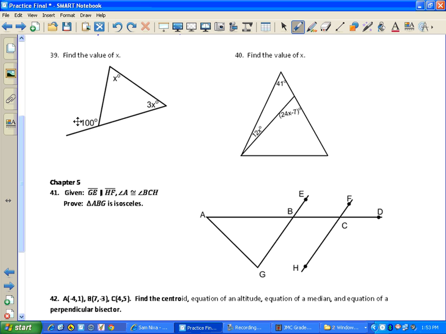Here I've got an exterior angle that's 100 degrees. I know the exterior angles always equal the sum of the two opposite angles. So x plus 3x, which is 4x, if I divide by 4, x has to be 25.